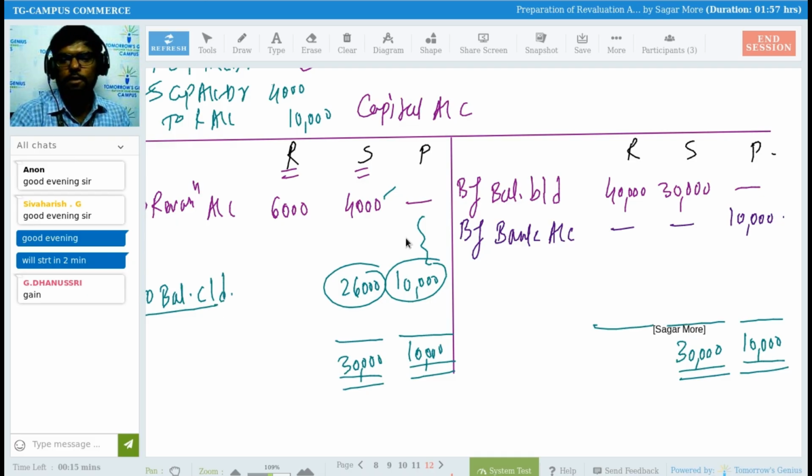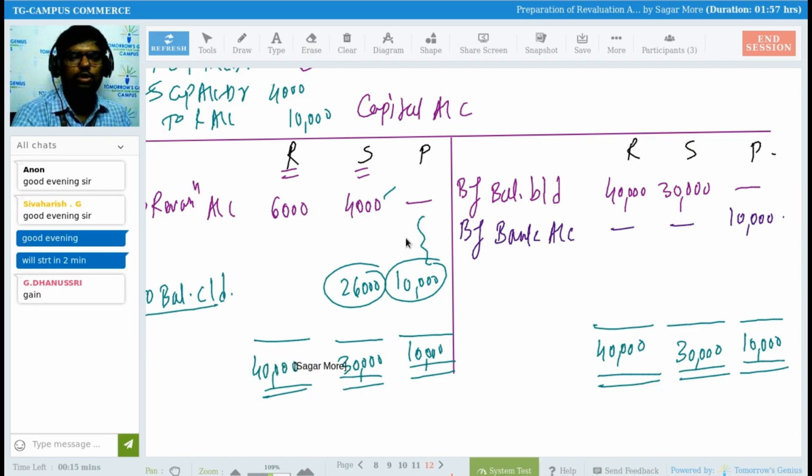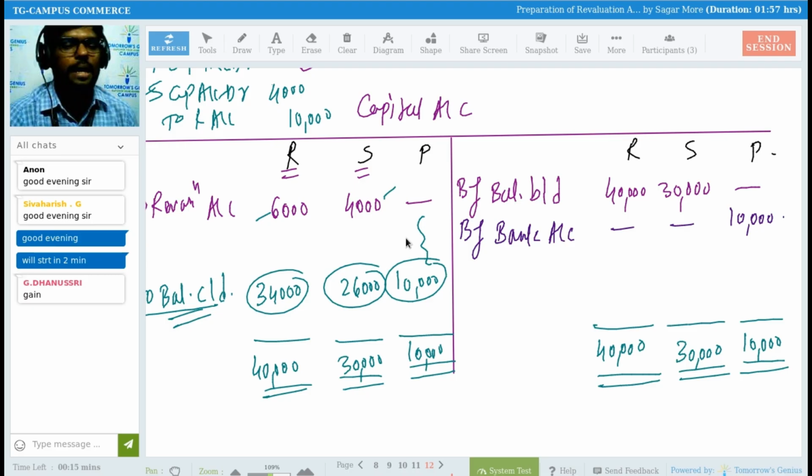Then for R, which side total is more? The credit side, 40,000. 40,000 minus the 6,000, no? The balance is 34,000. 34,000 is the balance carried down. And for writing any balances, there is no journal entry for recording any balances.